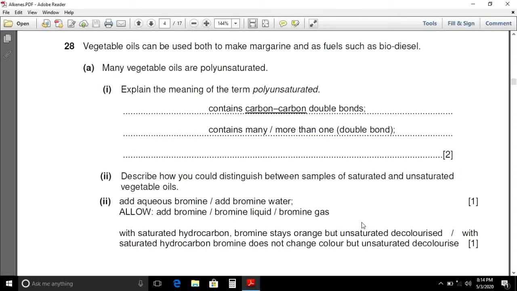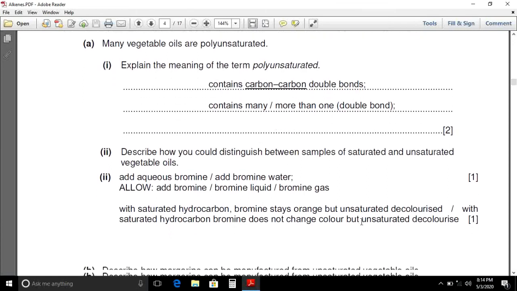Question number 28. Vegetable oils can be used both to make margarine and as fuels such as biodiesel. Part a: many vegetable oils are polyunsaturated. Explain the meaning of the term polyunsaturated. Long chain hydrocarbons which contain many carbon-carbon double bonds. Polyunsaturated hydrocarbons contain more than one double bond.